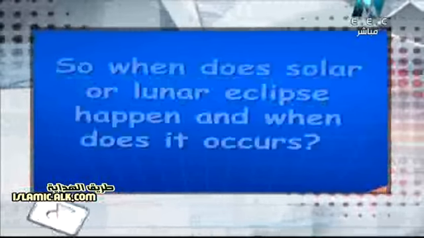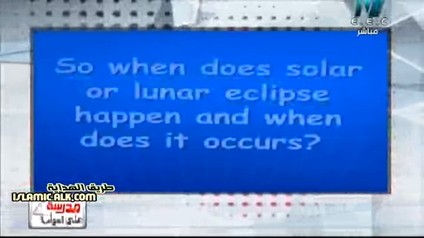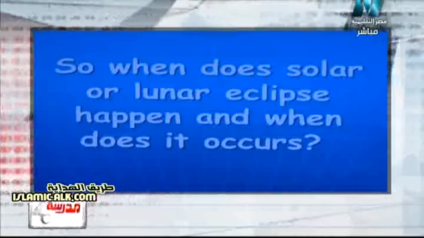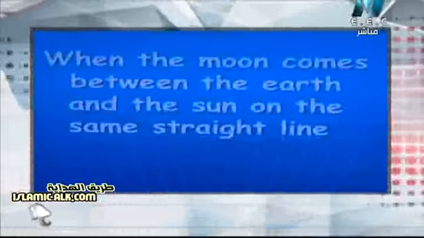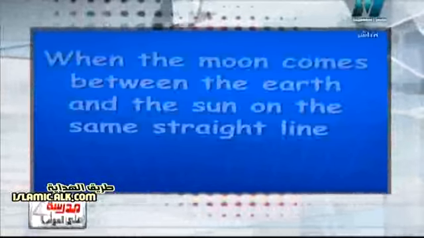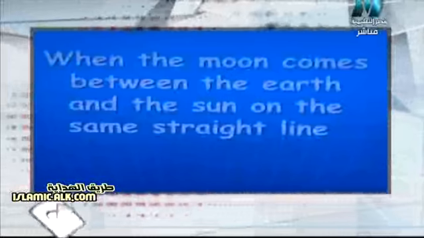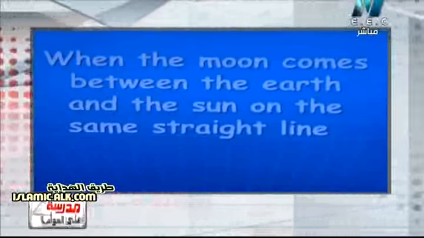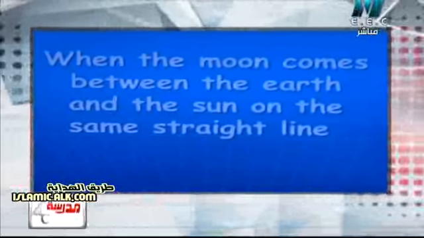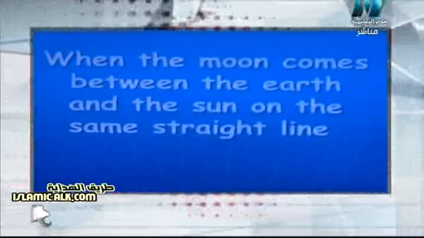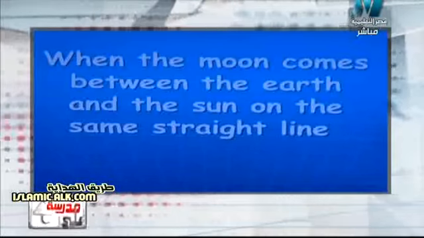So, when does solar or lunar eclipse happen, and when does it occur? امتى بيحصل solar أو lunar eclipse؟ So, let's have an activity. When the moon comes between the earth and the sun on the same straight line, we will have a phenomenon which is called solar eclipse. لما المون يكون في المنتصف ما بين الشمس والأرض، ولازم يكونوا كلهم على نفس straight line. All of them must be in the same straight line. We will have a phenomenon which is called solar eclipse.